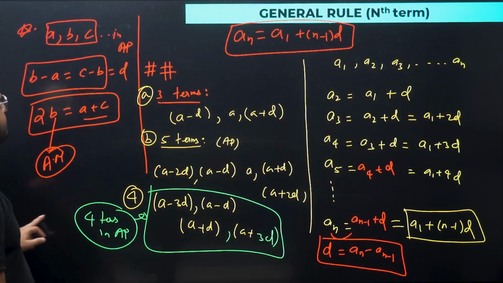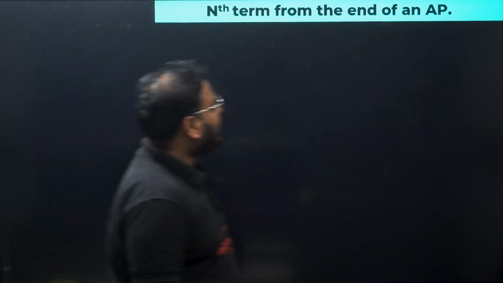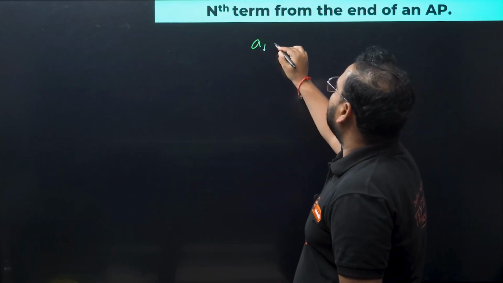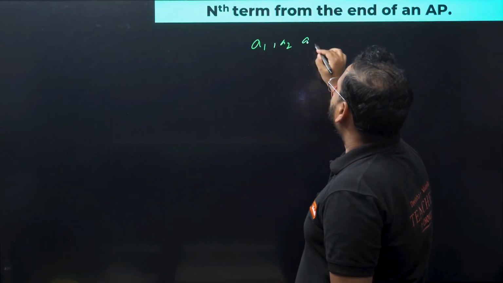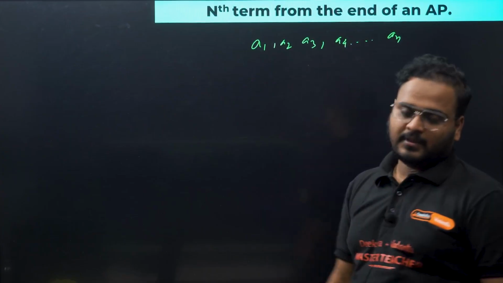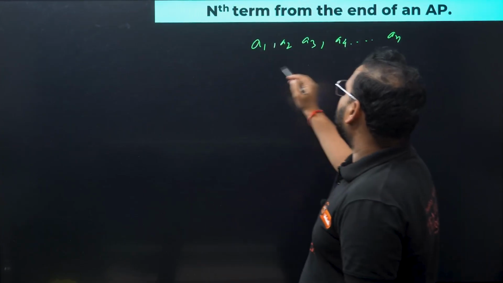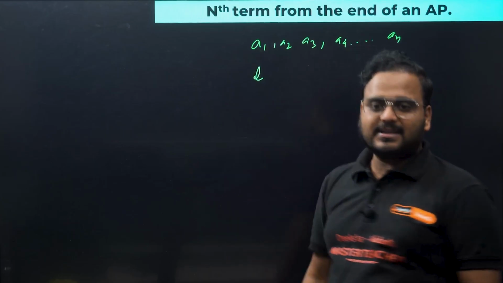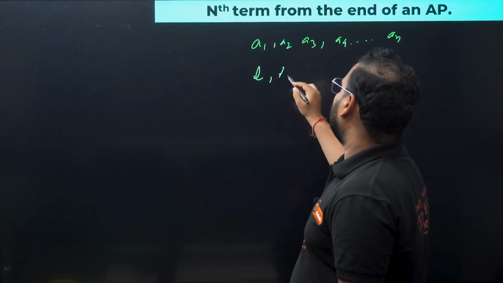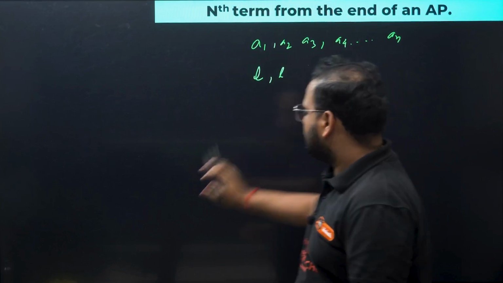Let's move on now. The nth term from the end is basically what we are doing right now. We are going from a1, a2, a3, a4, all the way till n. This time we are trying to do the opposite. We want to start from l, the last term or the nth term, and go backwards. Next will be what? L of, basically I want to write this like this.